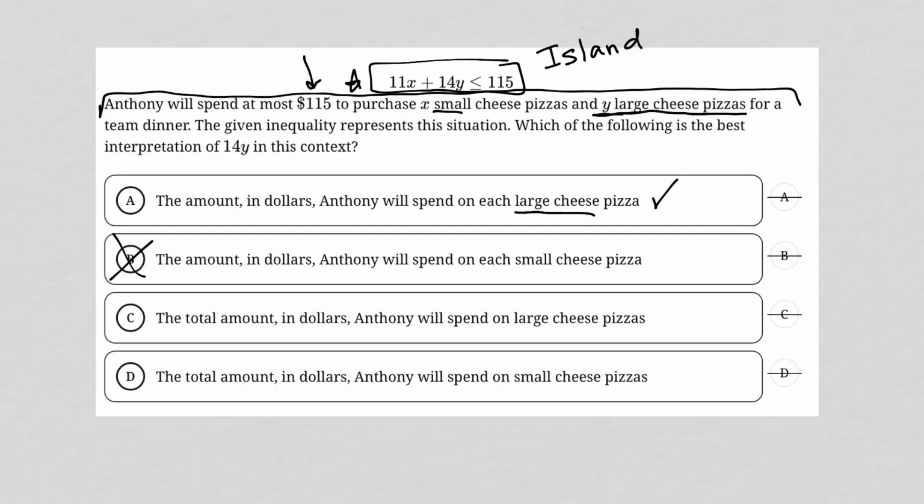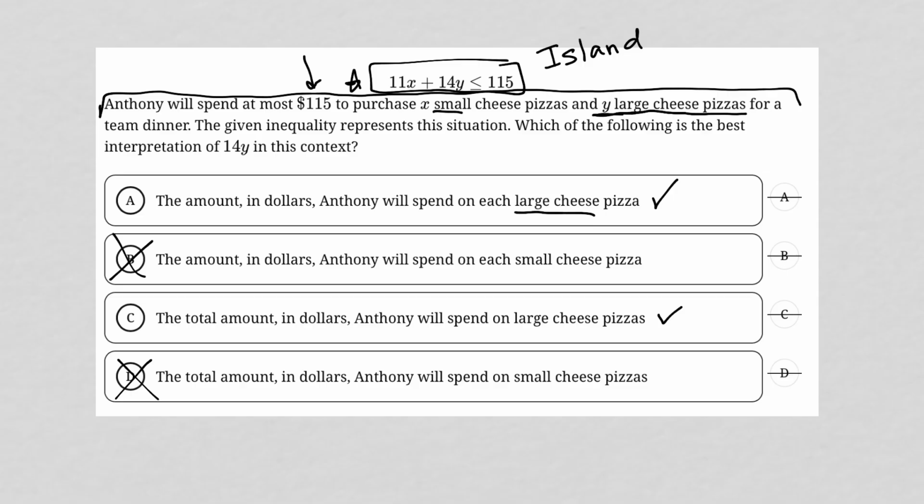Choice C, the total amount in dollars Anthony will spend on large cheese pizzas. I like that one as well. But it does say total amount, right? So maybe now to compare A versus C, but I'm going to move on to D first. Choice D, the total amount in dollars Anthony will spend on small cheese pizzas. Okay, so definitely has nothing to do with small cheese pizzas, because that's x.